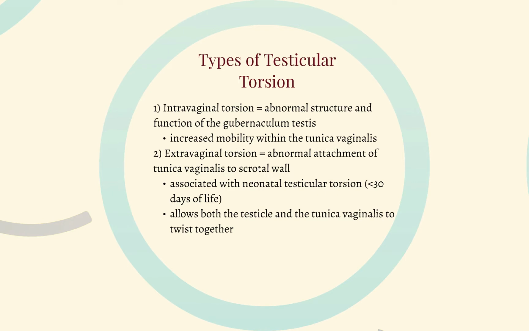Moving on to testicular torsion, there are two types, intravaginal and extravaginal. Intravaginal torsion is due to abnormal structure and function of the gubernaculum testes, which fixes the testes to the tunica vaginalis. There is increased mobility of the testes within the tunica vaginalis. Extravaginal torsion is due to abnormal attachment of tunica vaginalis to scrotal wall, allowing both the testicle and the tunica vaginalis to twist together. This is associated with neonatal testicular torsion in the first 30 days of life.